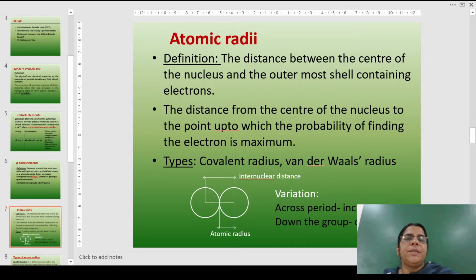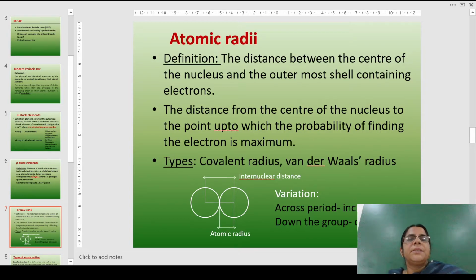Before going into the details, we need to know certain periodic properties. These are the properties of all the elements which will be repeated, and there will be a certain trend observed either across the period or down the group. These properties are atomic radii, ionic radii, and then we also study about ionization energy, electron affinity and electronegativity.